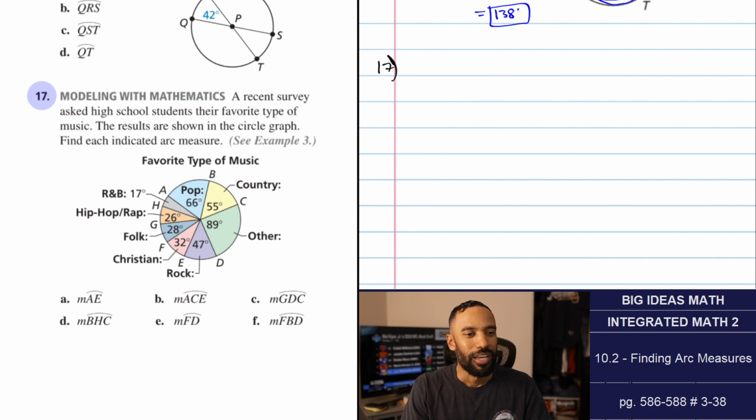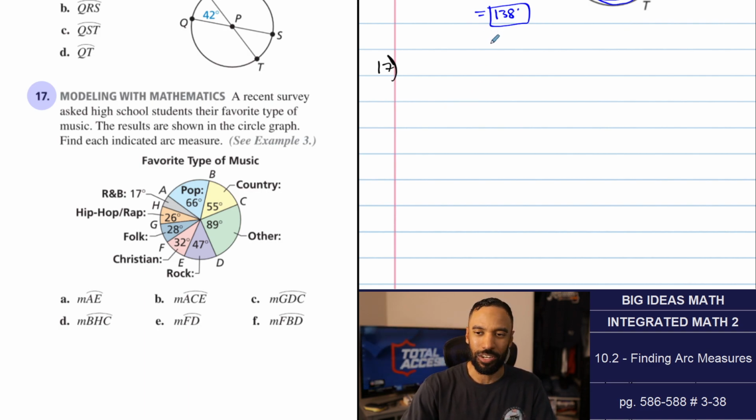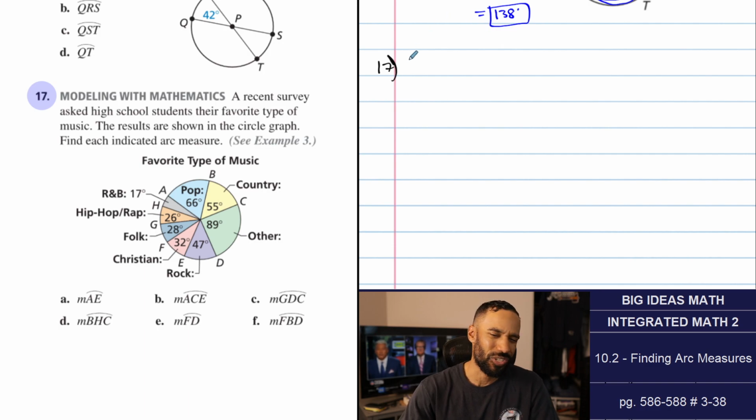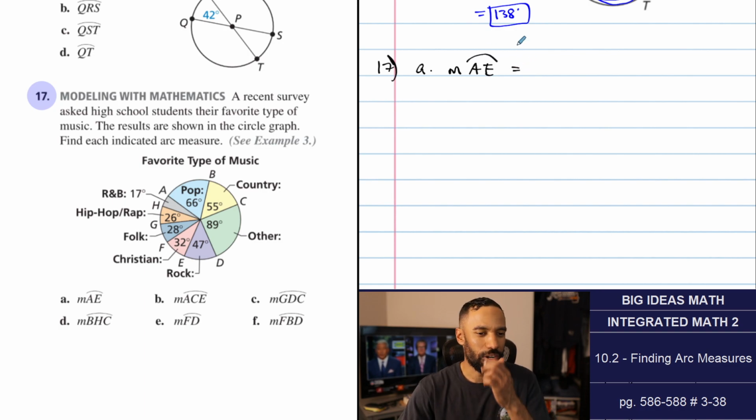All right. Anyway, find each indicated arc measure. The measure of arc A. Literally, they're doing nothing on the word problem with this stuff. And on any charts, they would use percentages. So I just think it's kind of a weird problem. I'm just going to say that. Anyway, measure of arc AE. Like, why do they bring it up? Measure of arc AE.